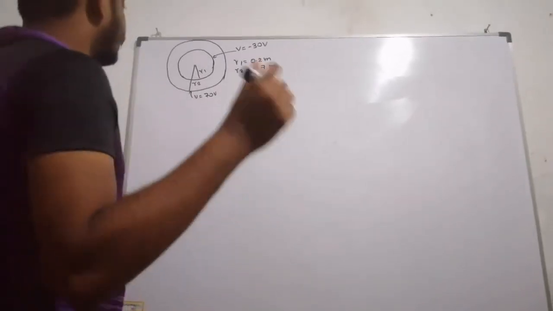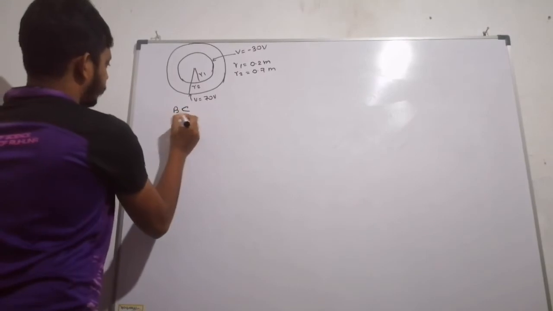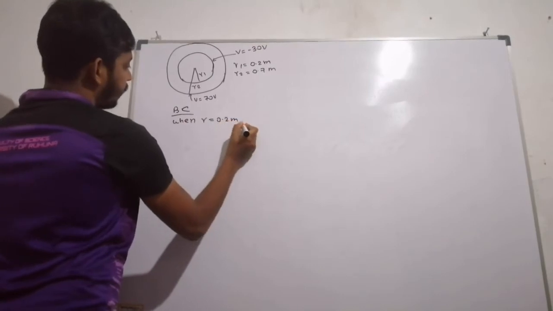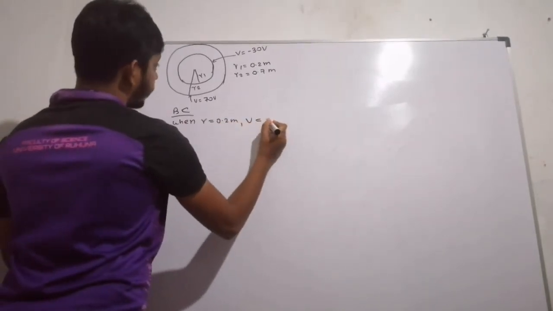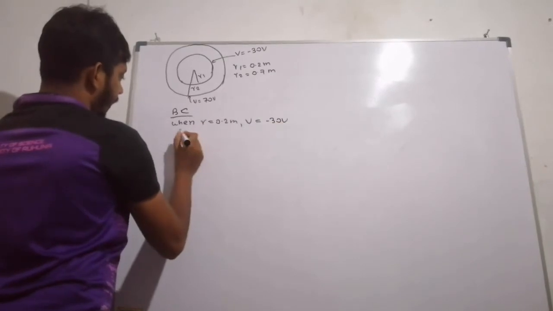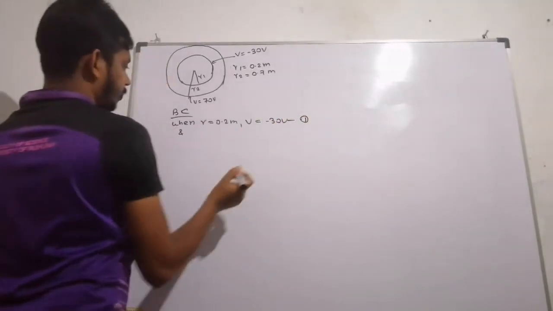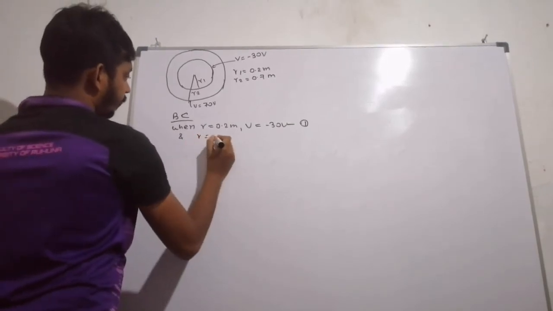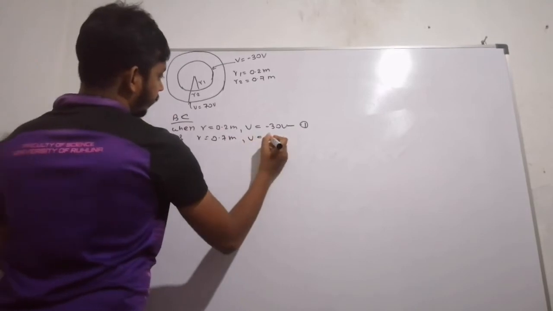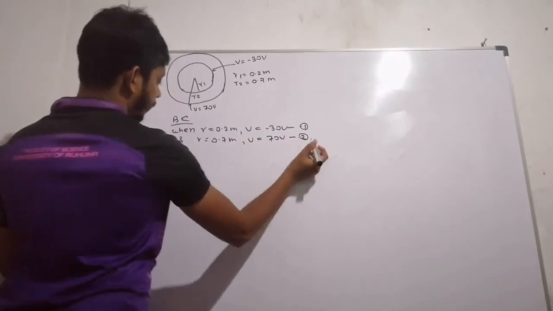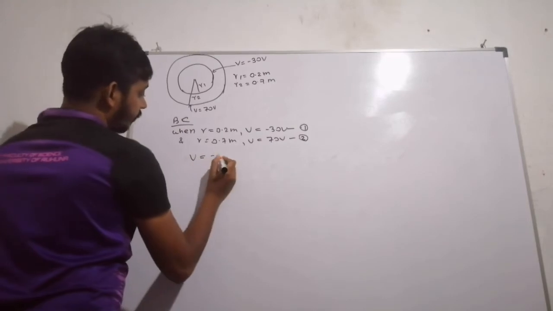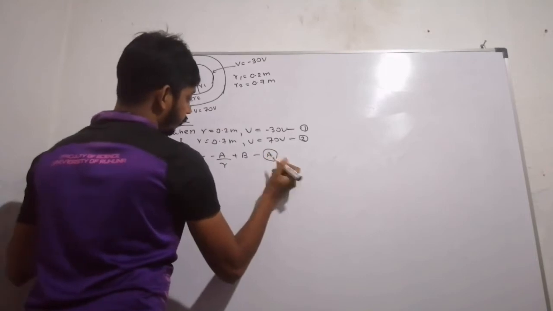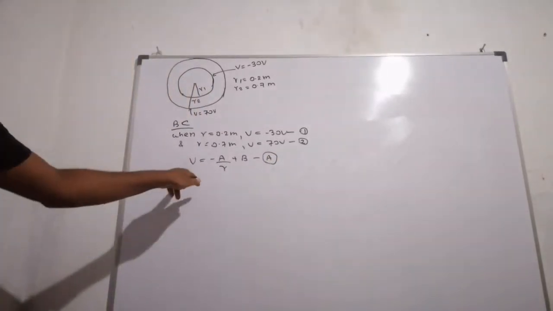What are the boundary conditions here? When R equals 0.2 meter, we have V equal to minus 30. This is equation number 1. When R equals 0.7 meter, V equals 70. V equals minus A over R plus B. This is the reduced Laplacian equation which we got first.